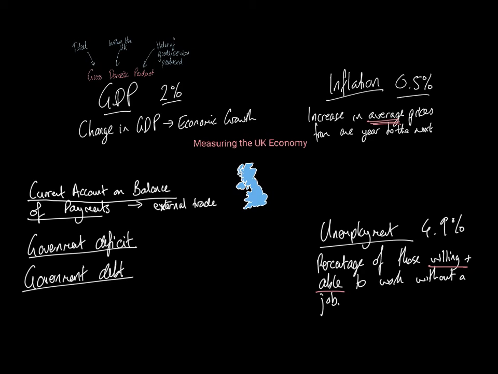But just to go through them very briefly, then you've got GDP, the gross domestic product. That's the total value of everything produced in the economy. You've got inflation, which measures the rate of price increases. You've got unemployment, which is measuring those people who don't have a job but would want one. You've got the current account on balance of payments, which measures our external trade position. And then you've got government deficit and government debt, which tells us about the government finances. And using those indicators together will give us a fairly strong indication of how well an economy is doing.